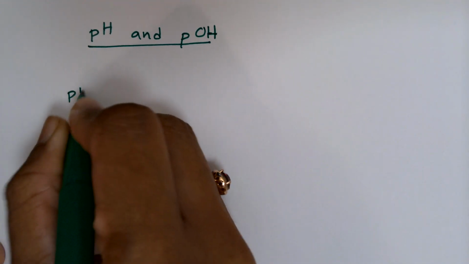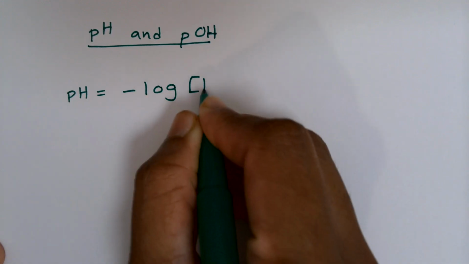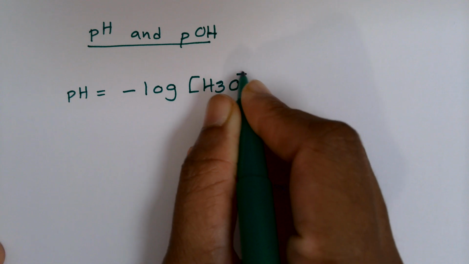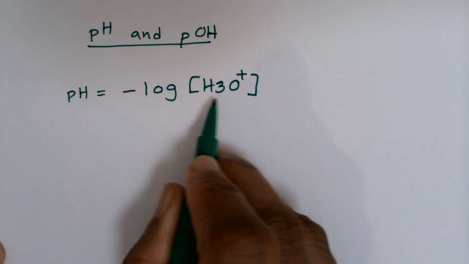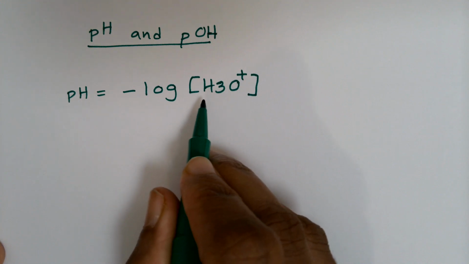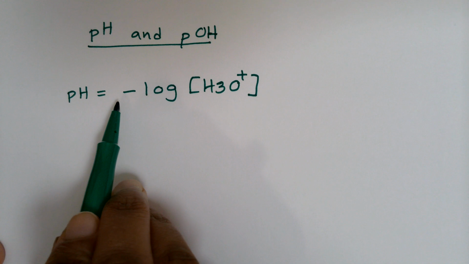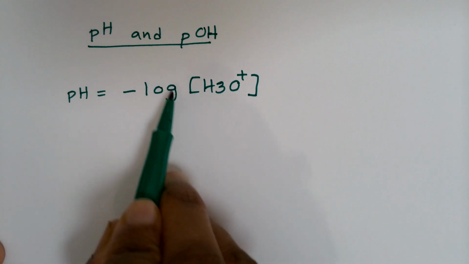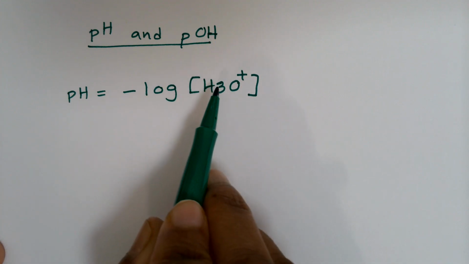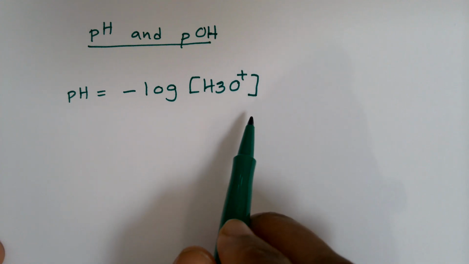So pH is equal to negative log of the H3O+ concentration. H3O+ means hydronium ion concentration, or we can simply say hydrogen ion, H+ concentration. In your calculator you need to type negative and then the log button, and within the parentheses type your H3O+ concentration number.